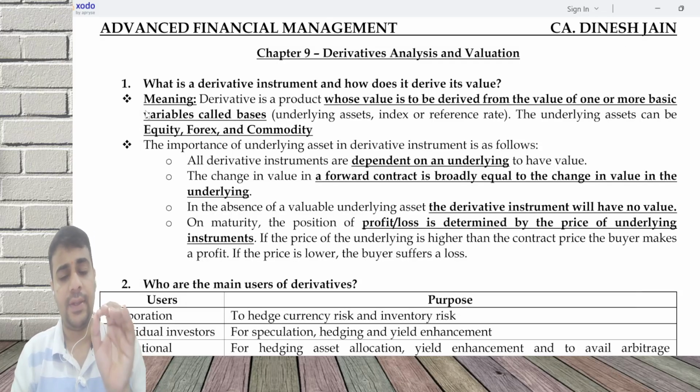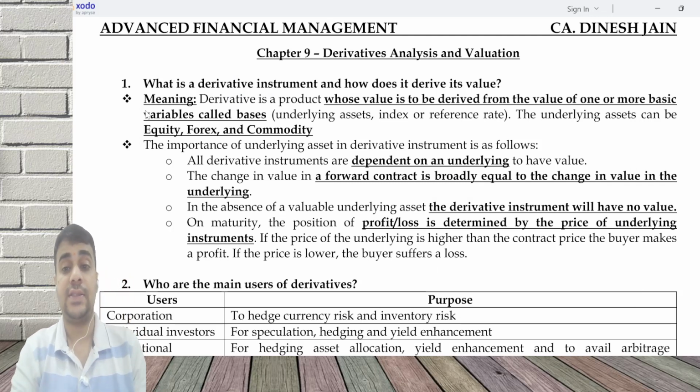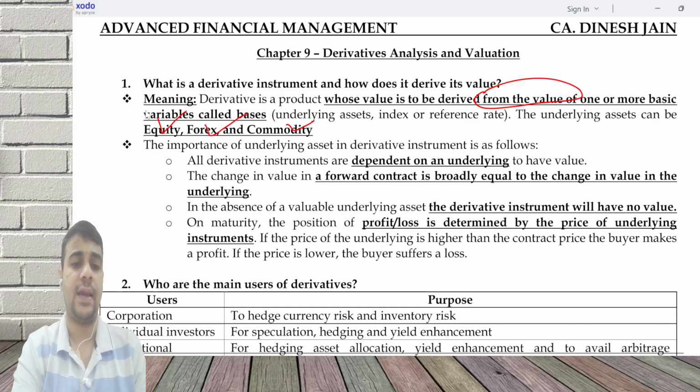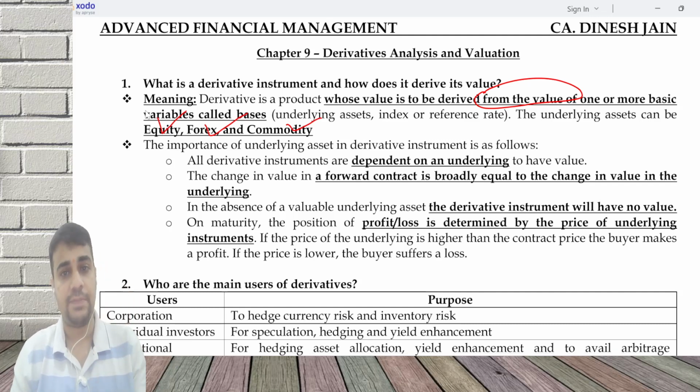Now a derivative instrument is basically something which is going to derive its value from one or more underlying assets. The underlying asset can be equity shares, can be forex, can be commodity, can be precious metals, can be interest rate, can be an index. So basically it is called a derivative instrument because it is deriving the value from an underlying asset.